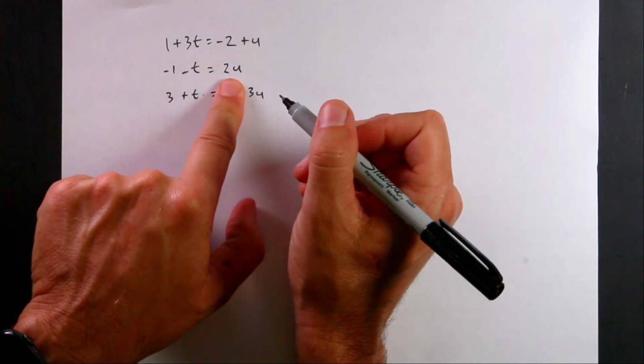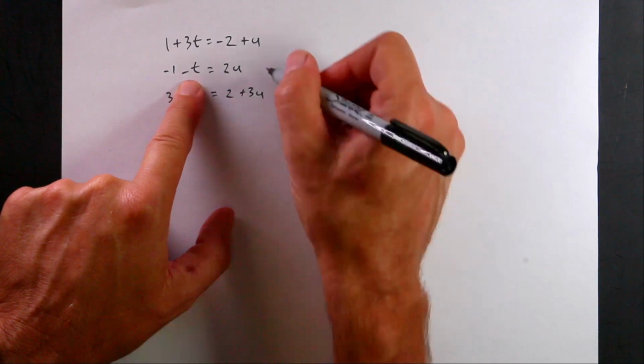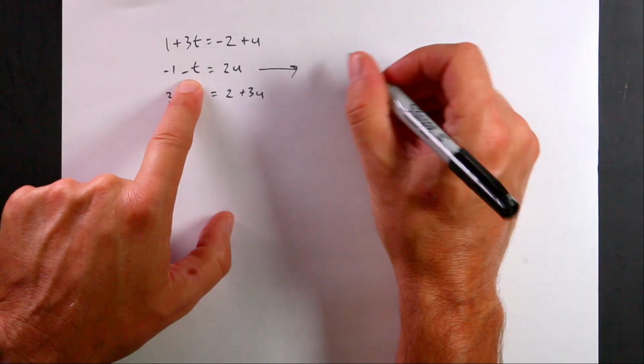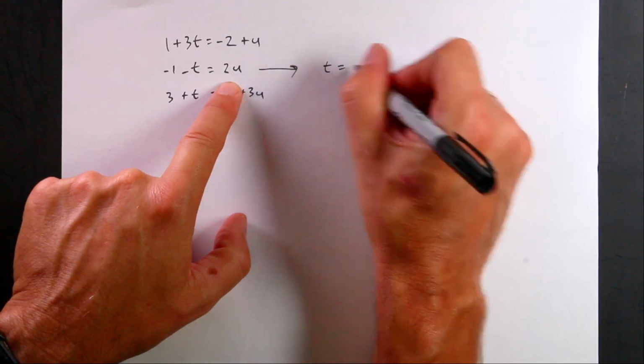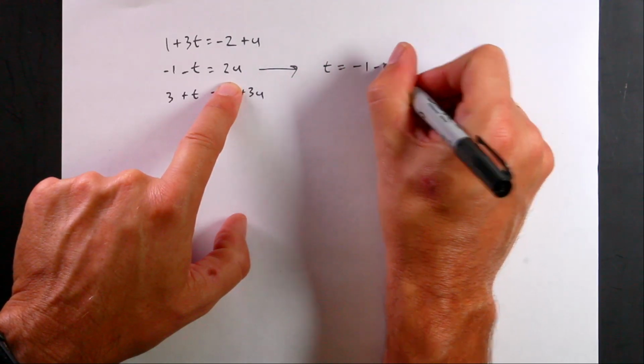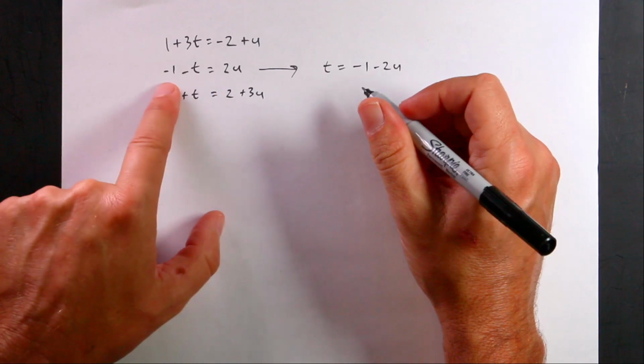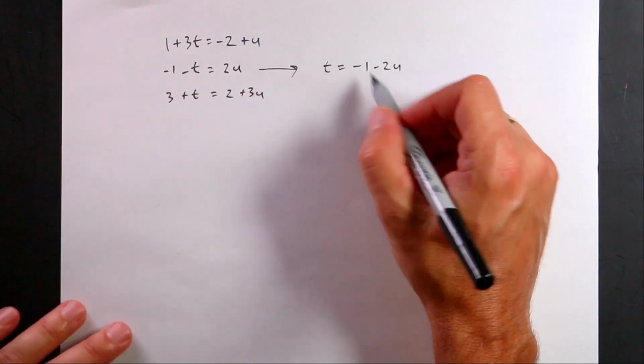So I'm going to solve this one for u. No, I'm going to solve this one for t. So if I do that, I'm going to add t to both sides and subtract 2u from both sides. So I get t equals -1 minus 2u. Is that right? So if I add that to both sides, yeah. Okay.